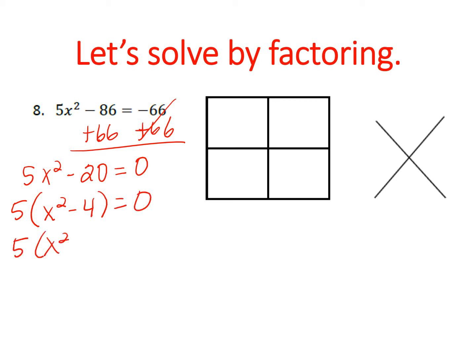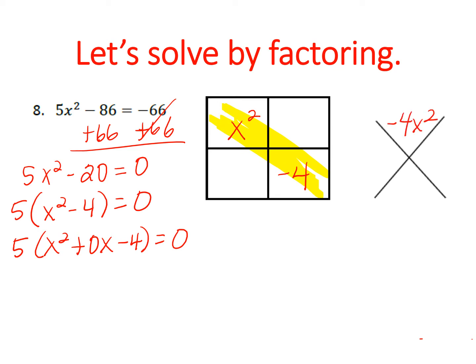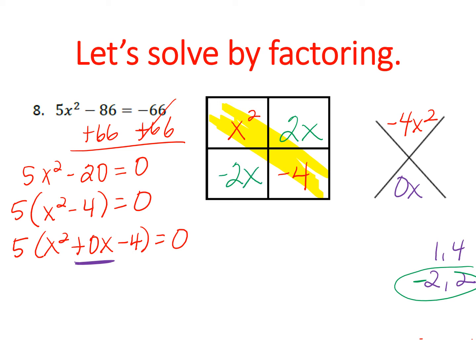And again, because we are factoring and we've already taken out the GCF and we only have 2 terms, I'm going to write that with 3 terms, putting in that 0x. So my x squared is going to go in the upper left, the negative 4 in the bottom right. We want to see what multiplies to give me that negative 4x squared. And what adds up to give me that middle term of 0x. So we've got 1 and 4, 2 and 2. Again, we actually need a negative, so one of those has to be negative, but we got to get a 0, so we can do a negative 2 and a positive 2. So 2x and negative 2x.